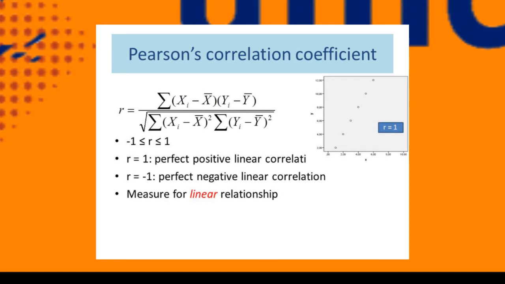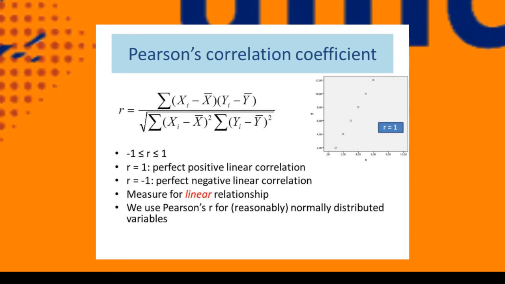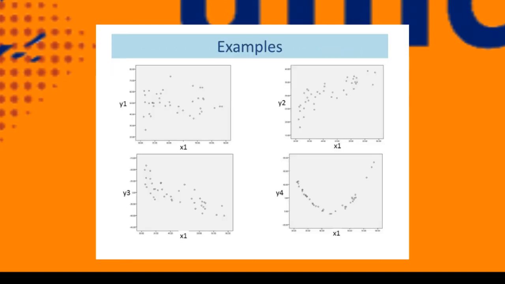Again, r is a measure of linear relationship, and we use it for variables with a reasonably normal distribution. Here we see 4 scatterplots. In the left upper one, we see the variable y1 plotted against x1. Do we see a clear linear relationship? Does the value of x1 give us any idea about the value of y1?